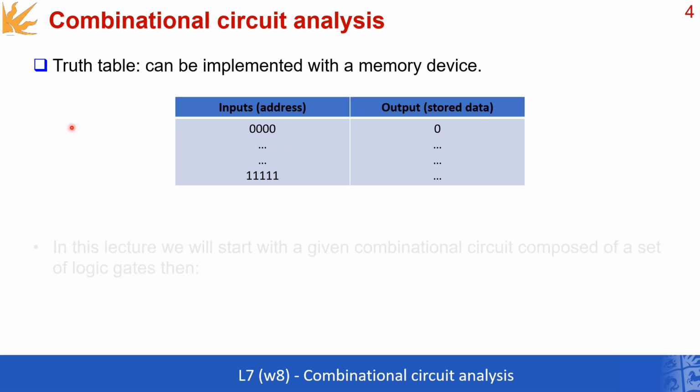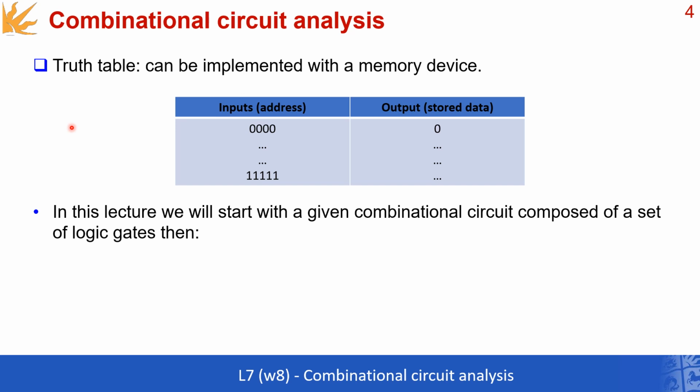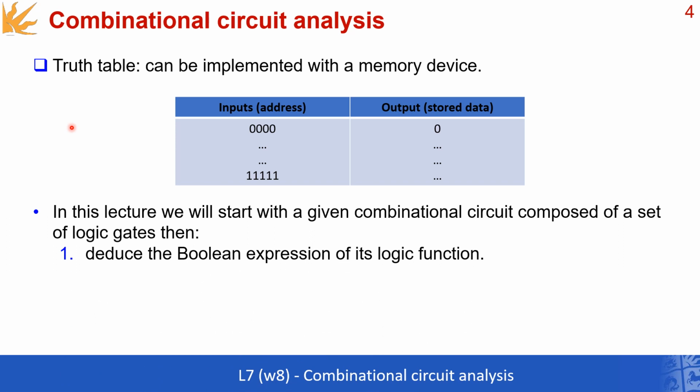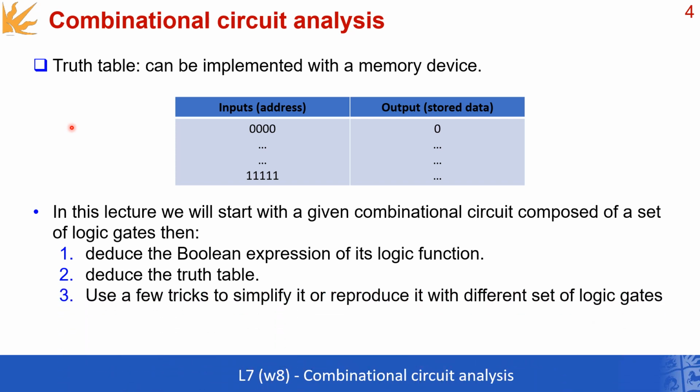Now that is straightforward. In this lecture, we will start with a given combinational circuit, which is composed of a set of logic gates, and then we're going to go through the next 3 steps. The first one is to deduce the Boolean expression of its logic function. After we do that, we will deduce the truth table, and then we are going to conclude with a few tricks to simplify it or to reproduce it with a different set of logic gates.